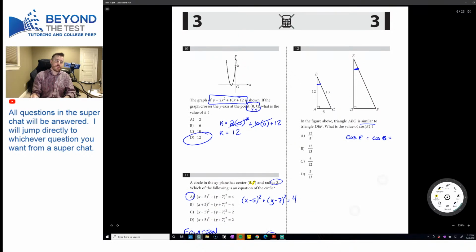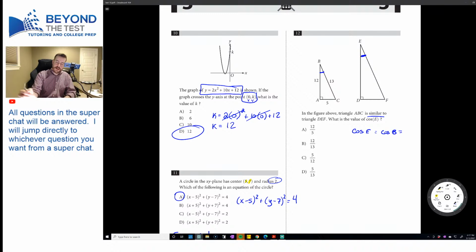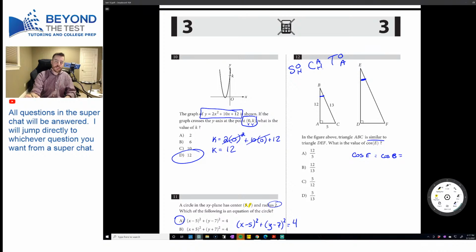If that's just the cosine of angle B, then I can work from angle B, which already has numbers in it. And remember, from SOHCAHTOA, cosine is the adjacent over the hypotenuse. Adjacent to this angle is 12, and the hypotenuse, always across from the right angle, is 13. So the cosine of B, which is equal to the cosine of E, is simply 12 over 13. Choice B there.